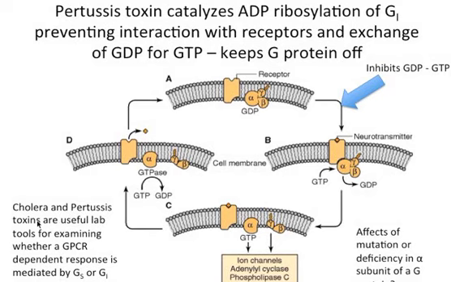And that's how it works. Okay, but these toxins are actually useful lab tools for examining whether a GPCR dependent response is mediated by an activating G protein or an inhibitory G protein. And I think that will be a really great practice problem for us to talk about next week in recitation.